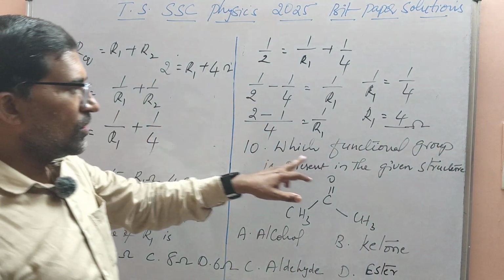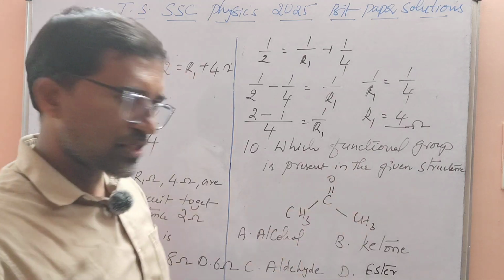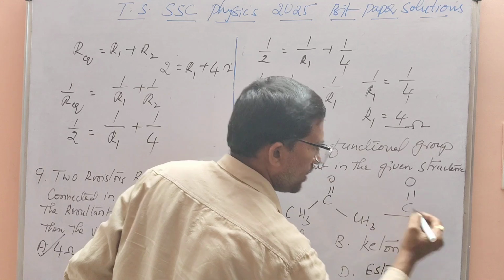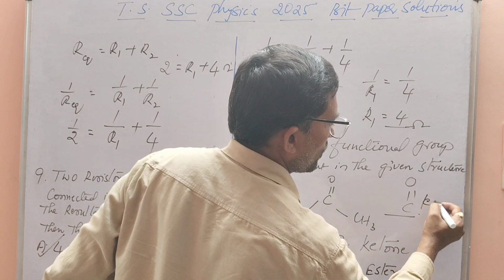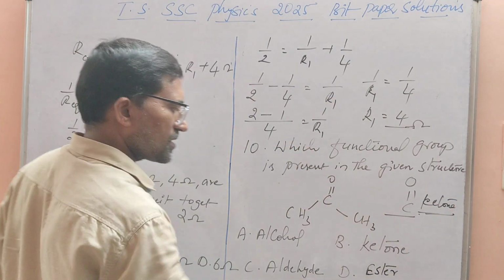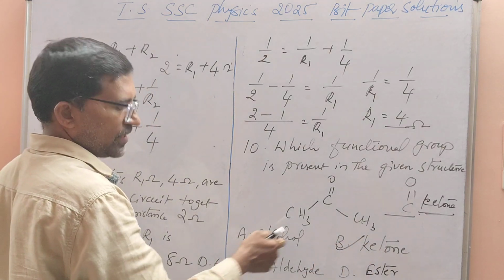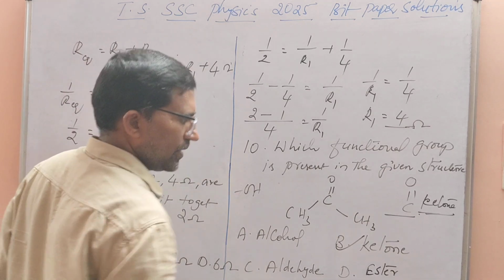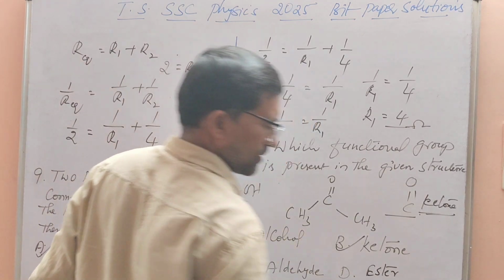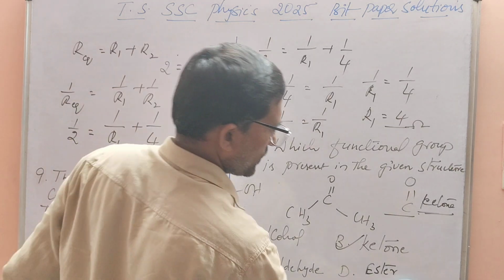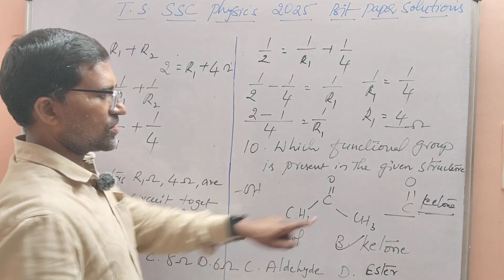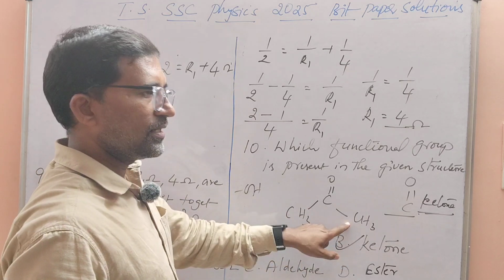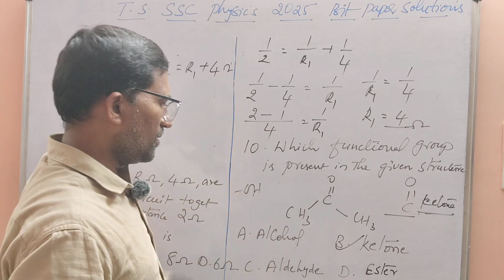Next one, 10th question. Which functional group is present in the given structure? By seeing this, we can identify very easily C double bond O. It will become a ketone. So here the right answer is this one, sir. Why is this not, sir? Why not alcohol, sir? Alcohol means you know that bond OH. Aldehyde means bond CHO. Ester means bond COOR. So which is the right answer in this? That is a ketone. The structure of the functional group given is a ketone. Here it is dimethyl ketone. That is the name.